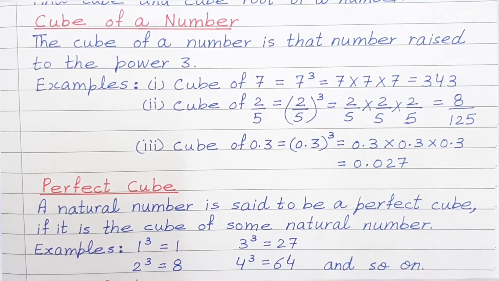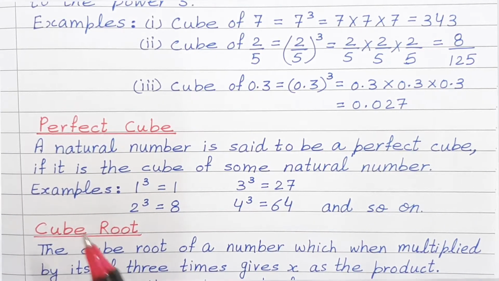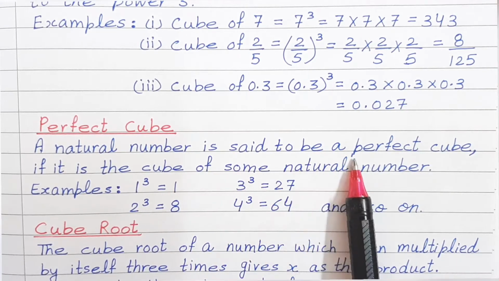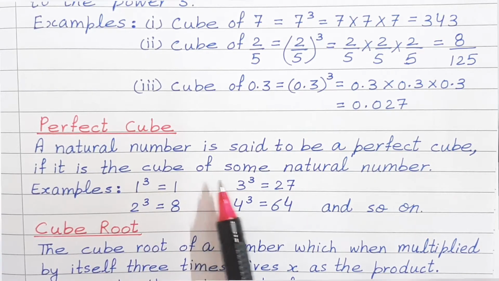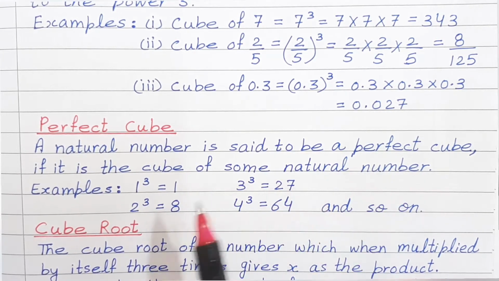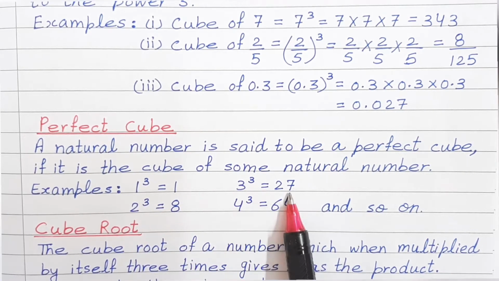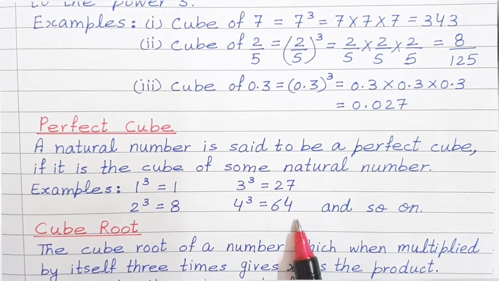Now let us discuss what is a perfect cube. A natural number is said to be a perfect cube if it is the cube of some natural number. For example, 1 cube is 1, 3 cube is 27, 2 cube is 8, 4 cube is 64, and so on. All these are perfect cubes.